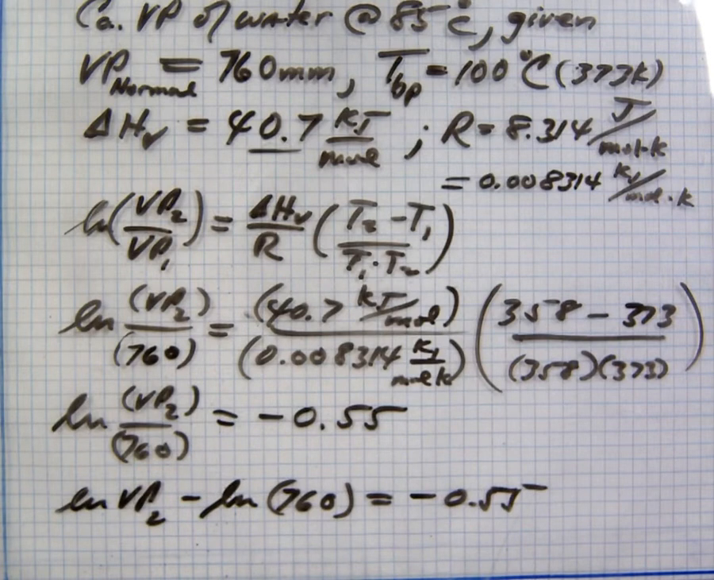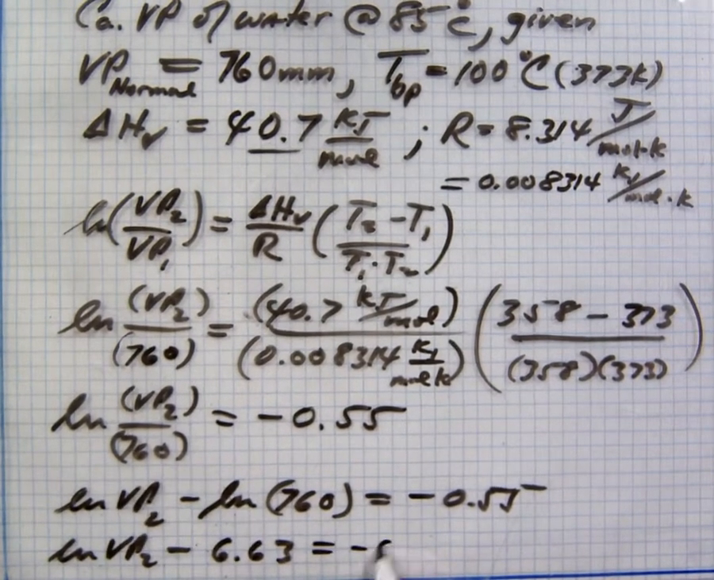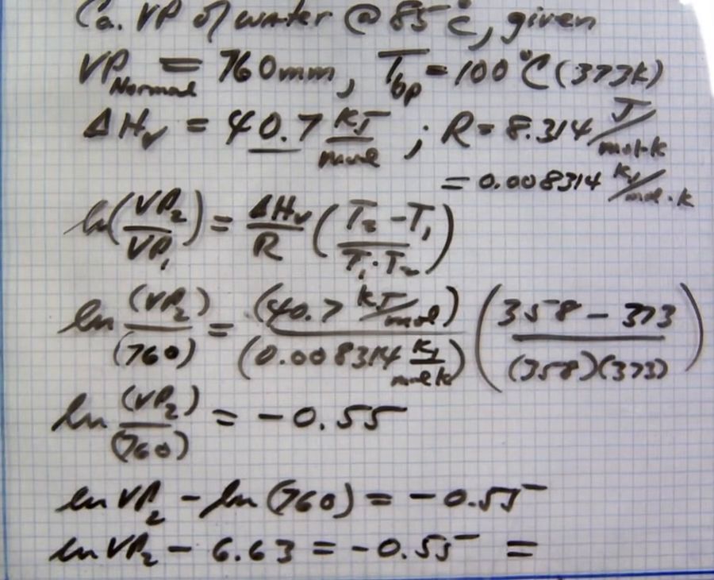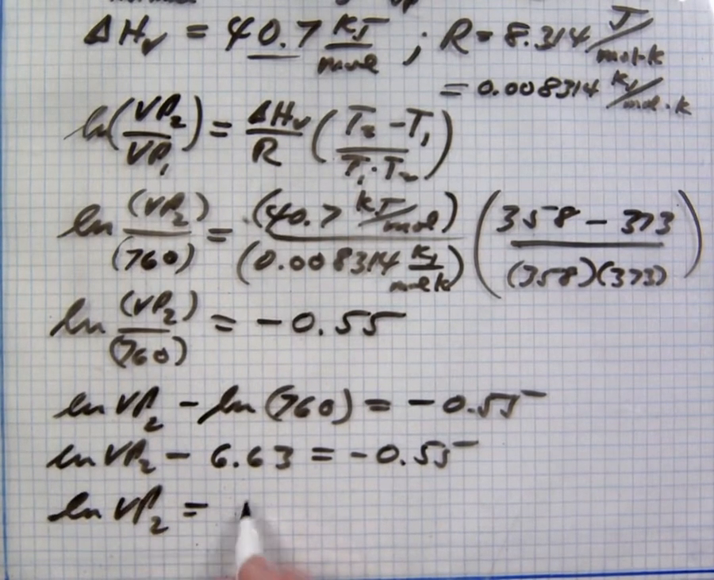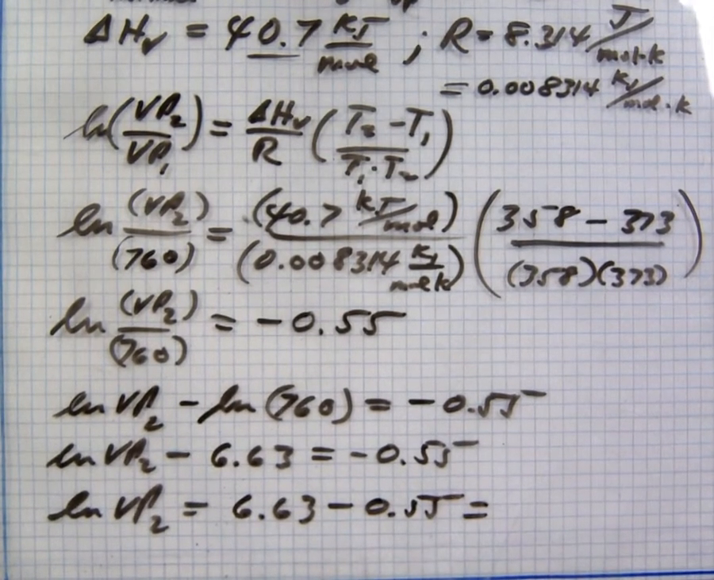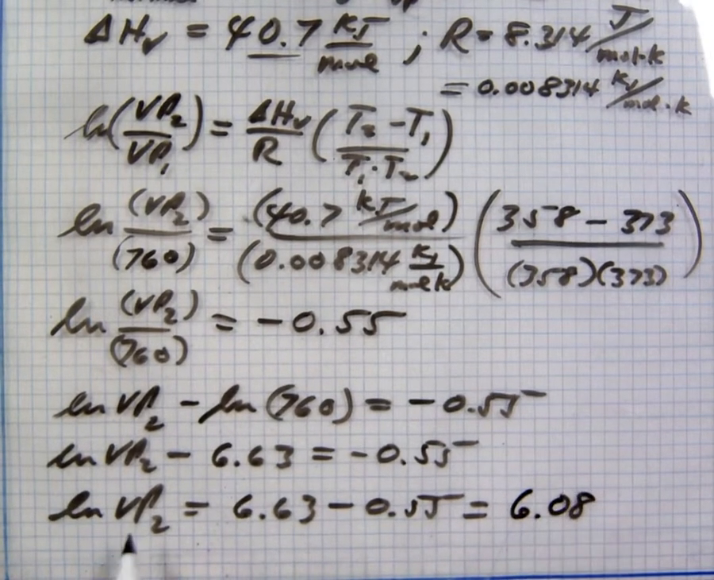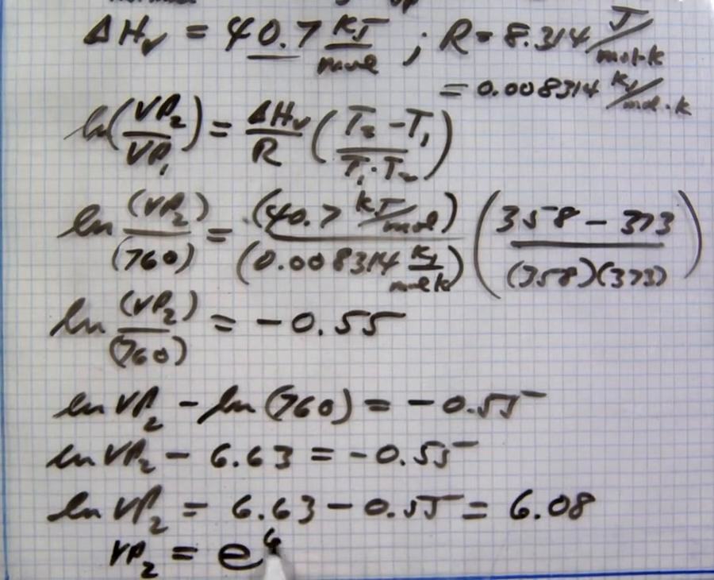Here's that 6.63. So it's ln of Vp2 minus 6.63 to equal a minus 0.55. And of course that will go over, I'm going to have to move it up a little bit, guys. Okay, so ln of Vp2 is equal to 6.63 minus 0.55. So 6.08. Well, anytime you have a logarithm and you want to untangle that, that's an e function. So this just converts to Vp equals e to the 6.08.